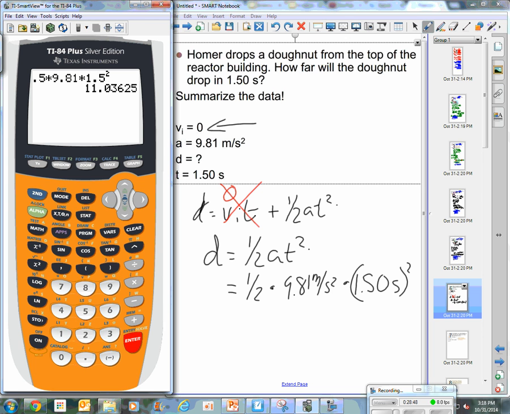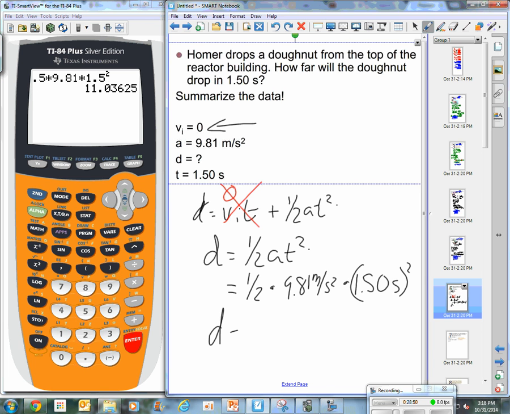And I get a value of the distance is 11.03625 meters. So if I was to do proper significant figures here, I've only got this one here of 3 significant figures. So this would be 11.0 meters.